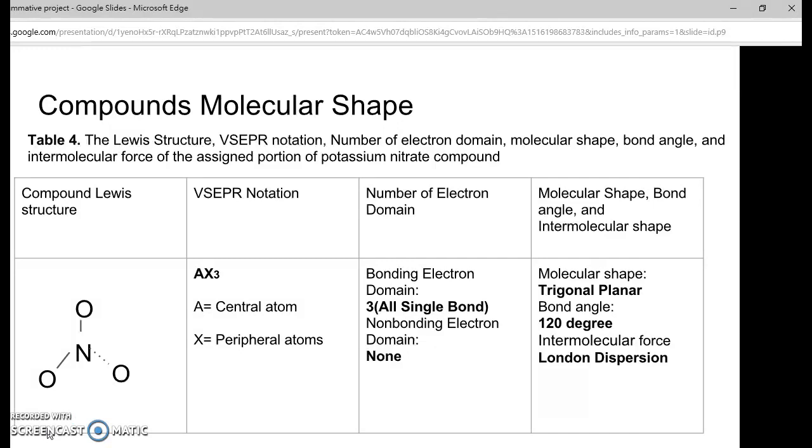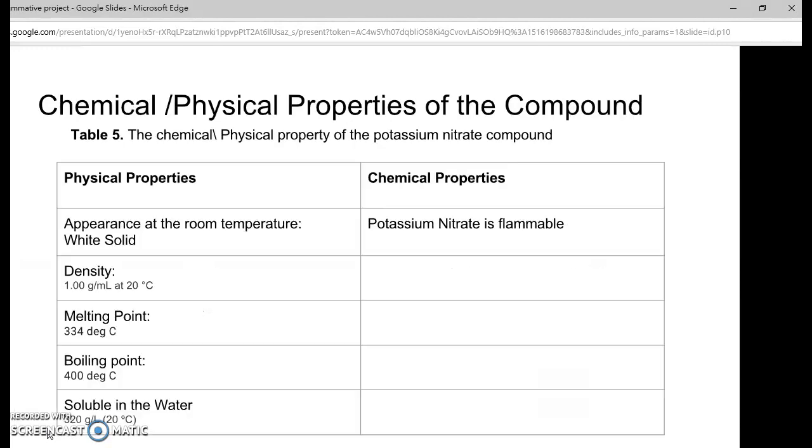And there will be three bonding electron domains and no nonbonding electron domains. Therefore, we can also know the shape of the molecule, which is trigonal planar, because there are three electron domains without any lone pairs, so we don't need to subtract any degrees from 120, which is the original angle.